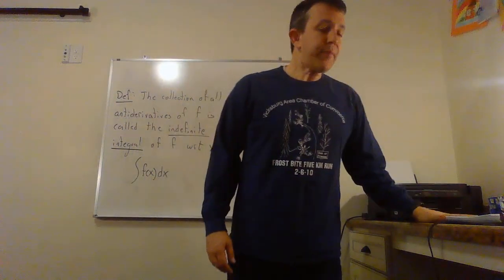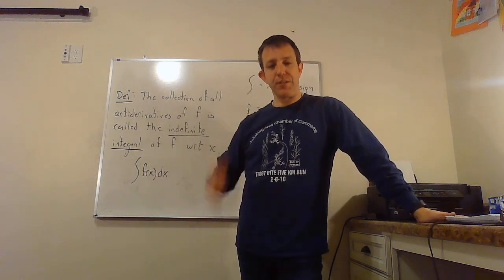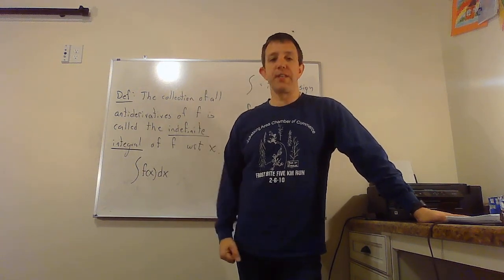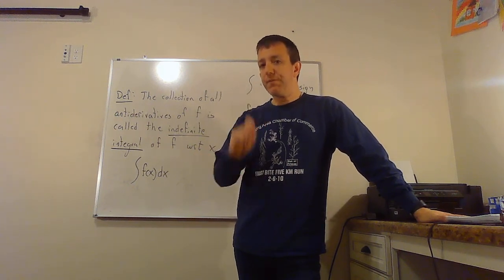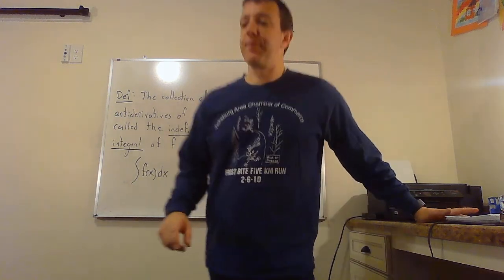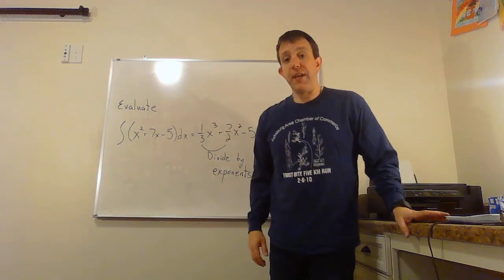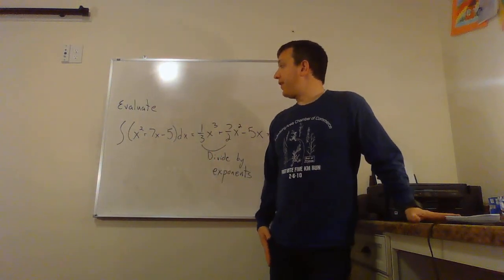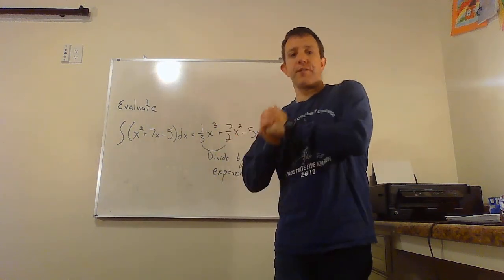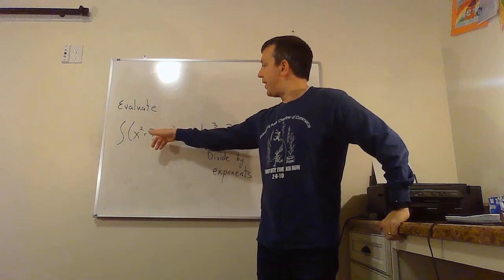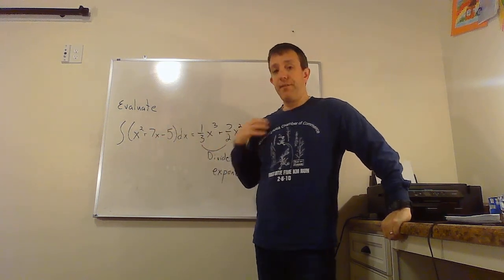All right, so I have one example that I just couldn't fit on this board. I'll put it on the next board, but basically this is taking antiderivatives, which means don't forget your c's. All right, let's get it on the board. Okay, so our integral that we're going to find, our indefinite integral, because there are definite integrals, is for x squared plus 7x minus 5 dx.